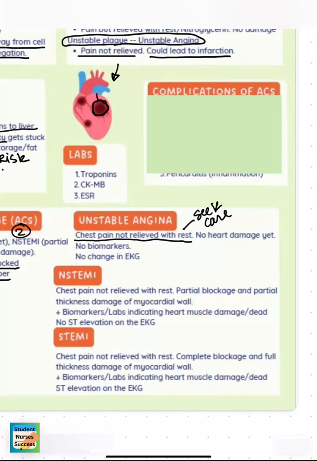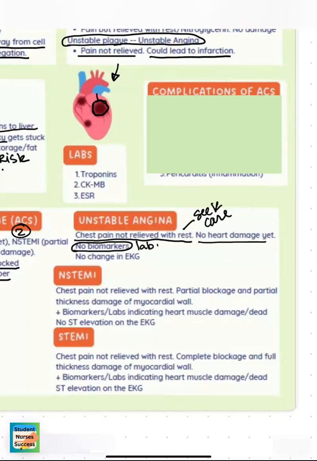The good thing about unstable angina is that there is no damage to the heart yet. It's still in ischemia and not in infarction yet. So the heart has not died, no piece of it has died, and there is no permanent damage. However, this chest pain is not going away, which indicates that part of your heart muscle is not getting enough blood flow. How we know that a patient has unstable angina and not an infarct or a heart attack is because we will not see biomarkers.